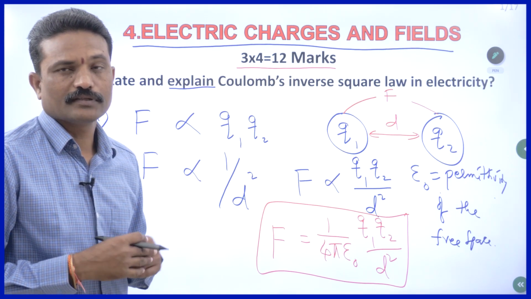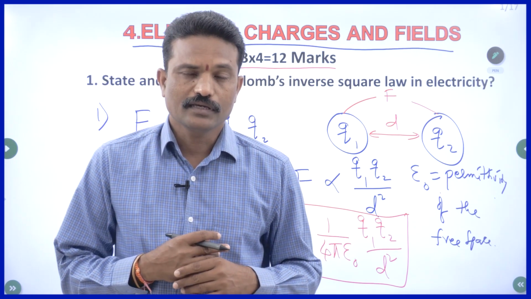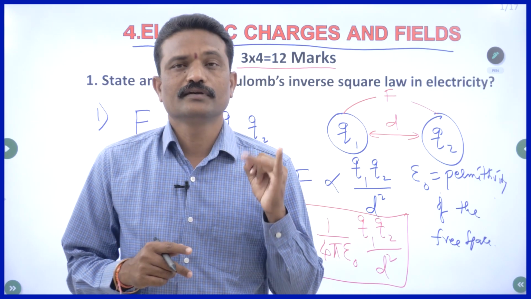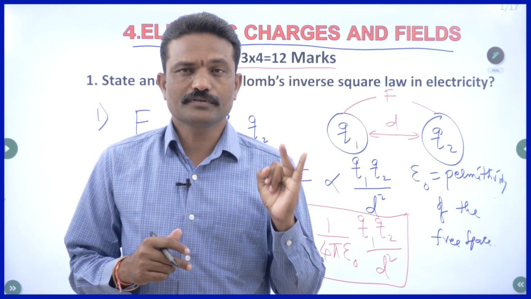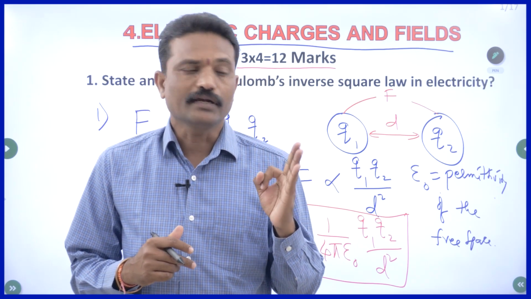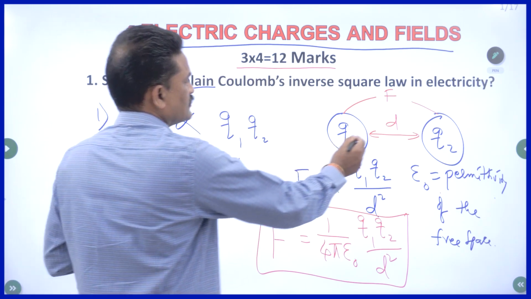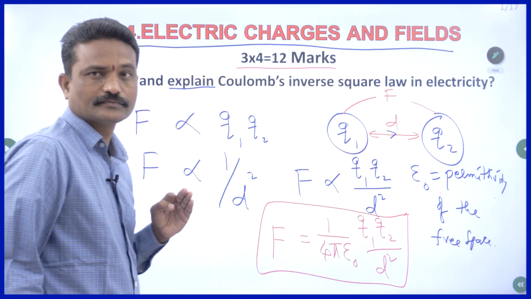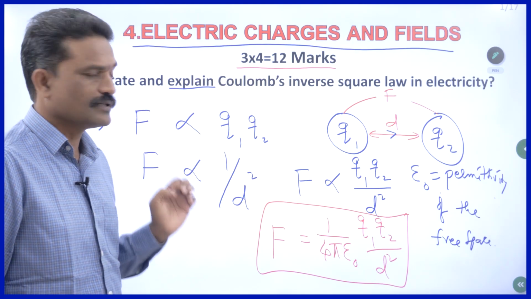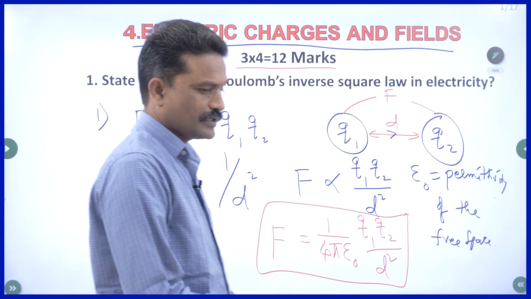So I will repeat, the force of attraction or repulsion between any two charges is directly proportional to the product of their charges, number 1. Number 2, inversely proportional to the square of the distance of separation between them. And the third point is that force acts along the line joining the two charges. The third point is not necessary. Even if you don't write that point also, you will be getting 4 marks, right? We will go to the next question.